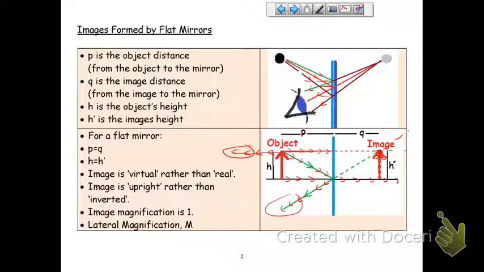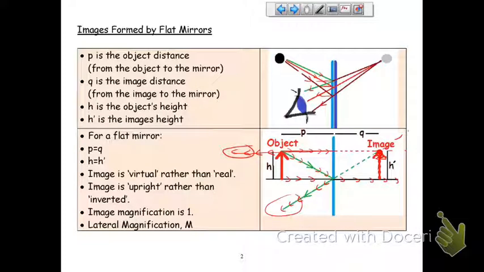Sometimes the rays will actually cross, and that will be a real image. And sometimes the rays will not cross, but if you back project, they will appear to have crossed in another place, behind the mirror. There's no light behind this mirror. But when you look in a mirror, it looks like there's light behind the mirror.